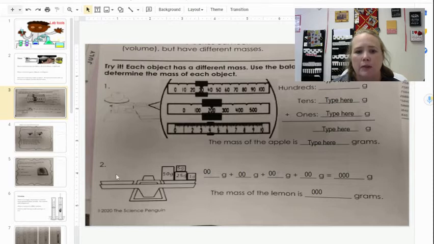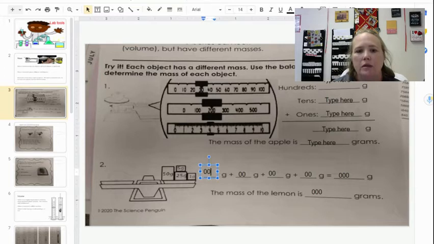This next one is pretty easy. It is, I believe, a lemon that you're finding the mass of. This is a pan balance. With a pan balance, we're going to add up these gram weights. You'll type in each one of these gram weights. It has the totals on the side of each. You're going to type each one into one of these blanks, and you're going to add them up and get your total grams.